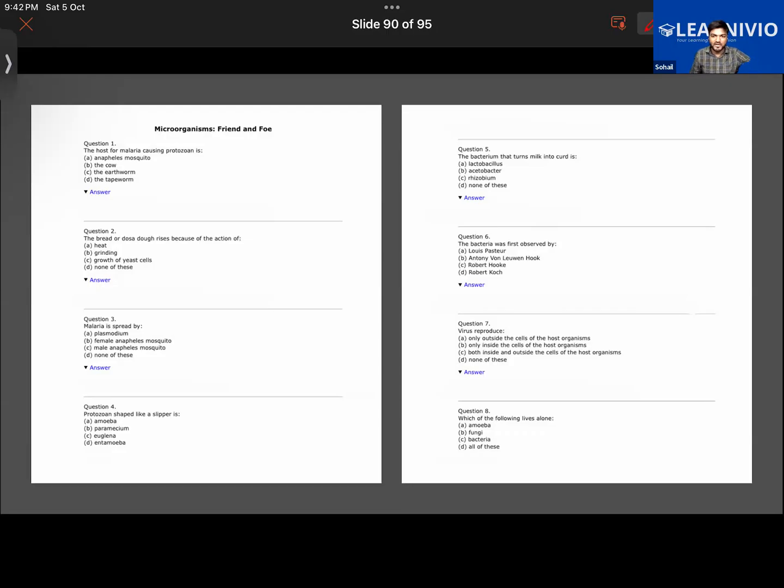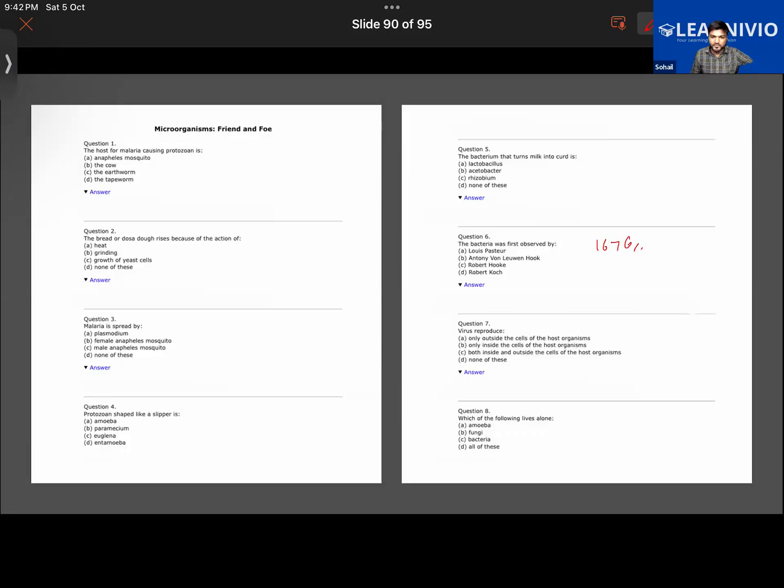The bacteria that turns milk into curd: Lactobacillus. Okay. And tell me, bacteria were first observed by Antony van Leeuwenhoek. So in the year 1676, he discovered bacteria for the first time with a self-made microscope.